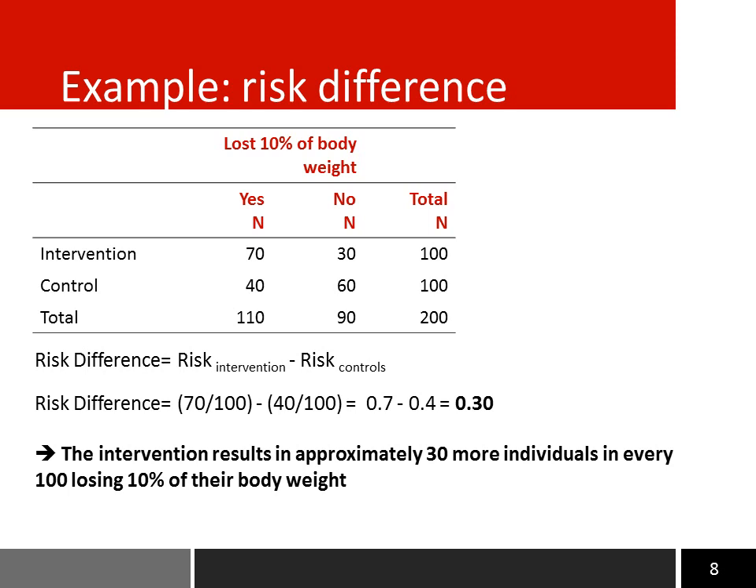Both expressions of difference have their place, but reporting only the relative difference without the context of the absolute risk can be misleading, so it is better to present both. And that concludes part 1 of this session on examining associations. In part 2, we will be looking at measures of association for 2 continuous variables.